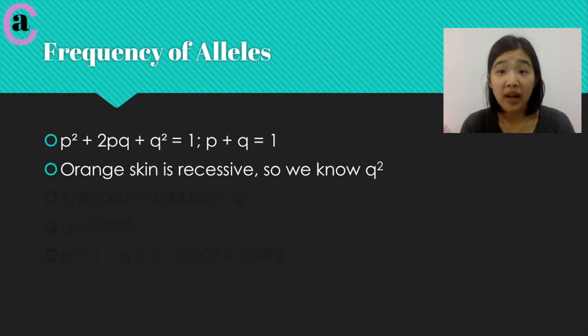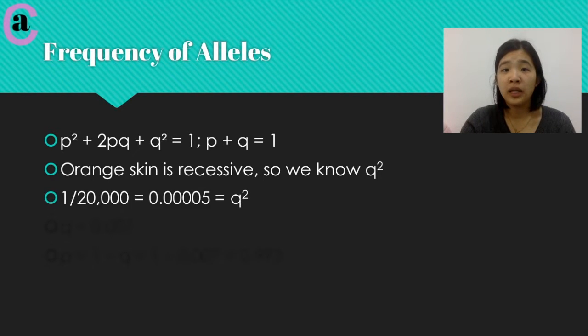So, since orange skin is recessive, we know q squared. So q squared is the frequency of individuals who are homozygous recessive, right? Because they have two little a alleles in order to have orange skin as their phenotype. And so we can then calculate what q squared is and what q is.